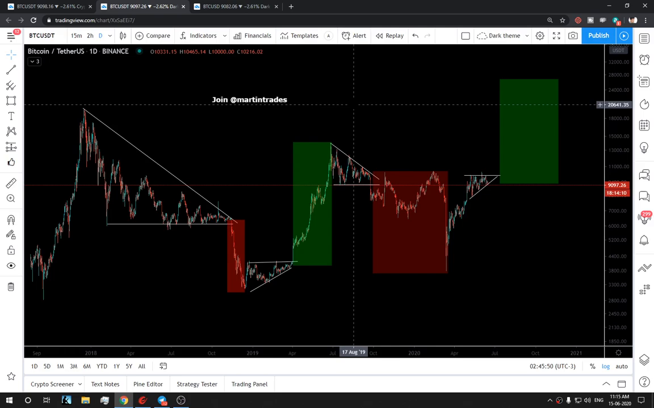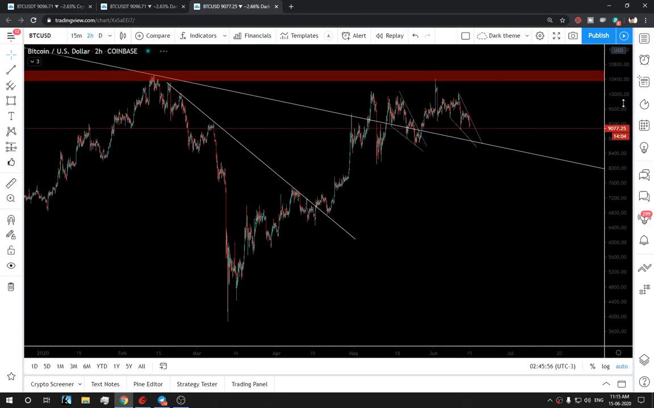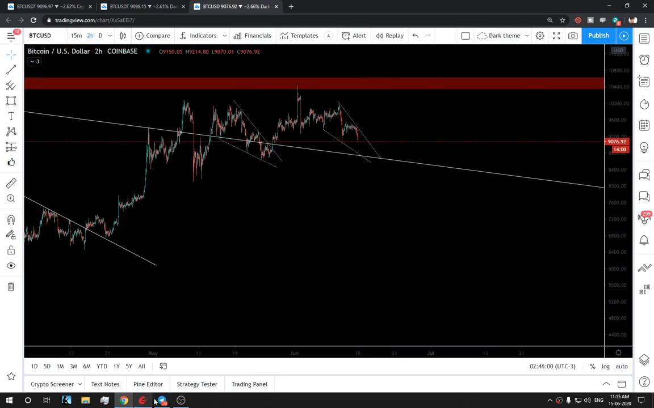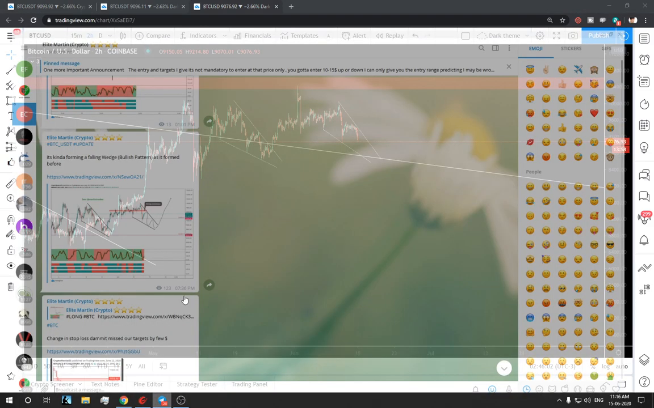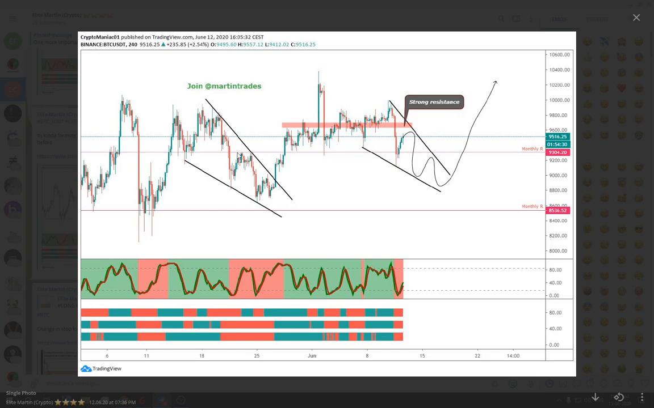So right now, Bitcoin, as I said in my earlier analysis that I shared in my Telegram channel, so I'll show you that. In my Telegram channel I posted this one, which is forming kind of like a falling wedge pattern, which is here, you can see.